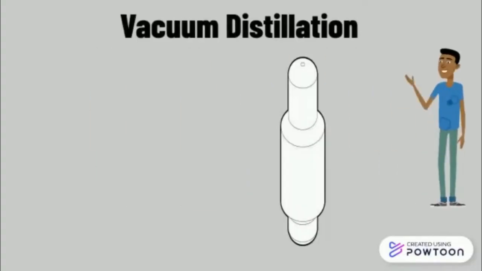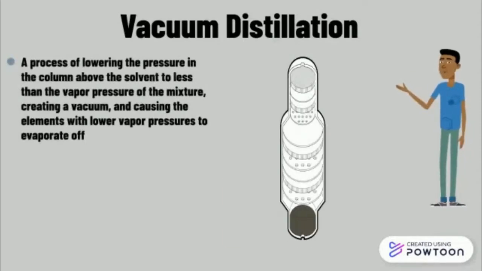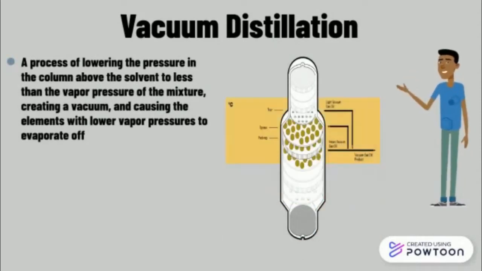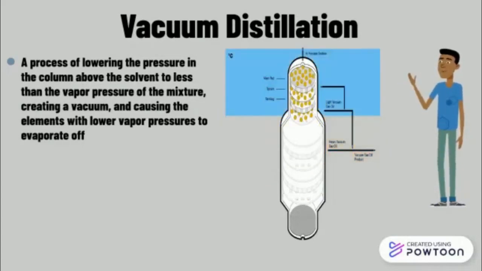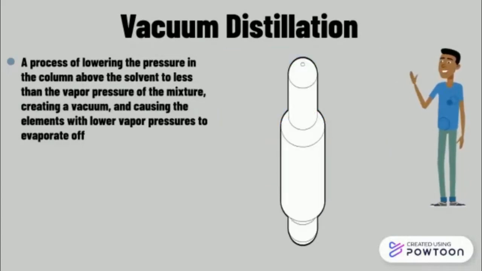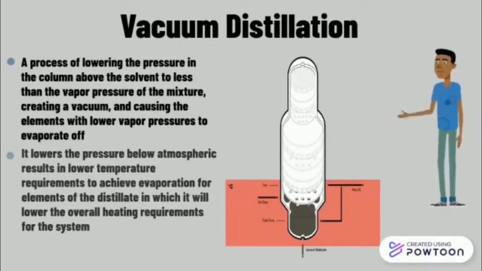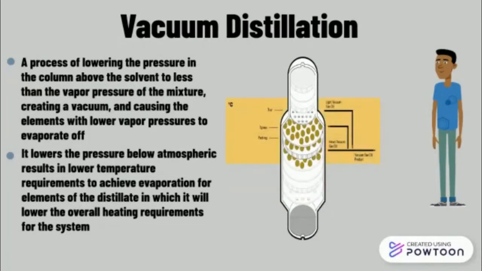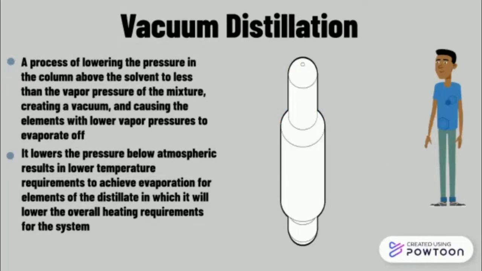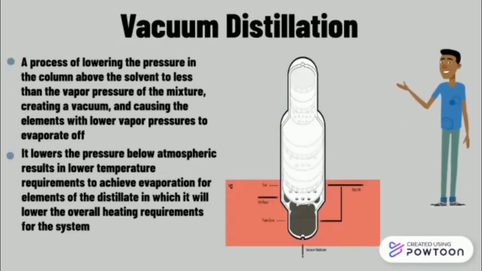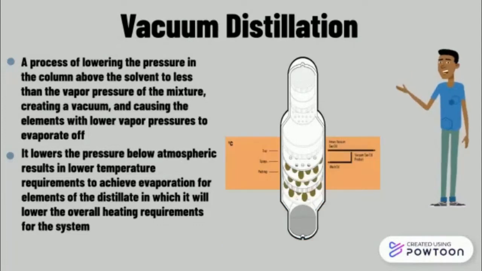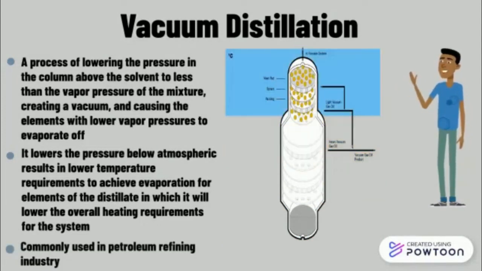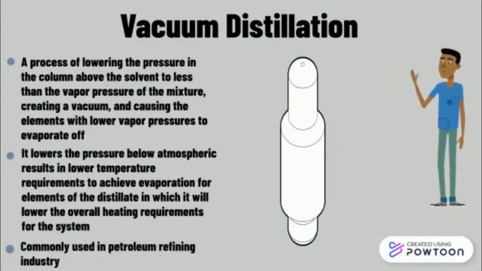Next is vacuum distillation. Vacuum distillation is a process of lowering the pressure in the column above the solvent to less than the vapor pressure of the mixture, creating a vacuum, and causing the elements with lower vapor pressures to evaporate off. It lowers the pressure below atmospheric, which results in lower temperature requirements to achieve evaporation for elements of the distillate, in which it will lower the overall heating requirements for the system. Vacuum distillation is commonly used in the petroleum refining industry.